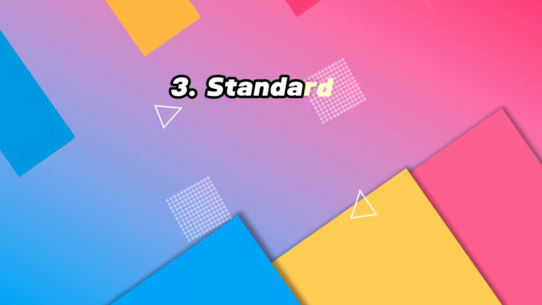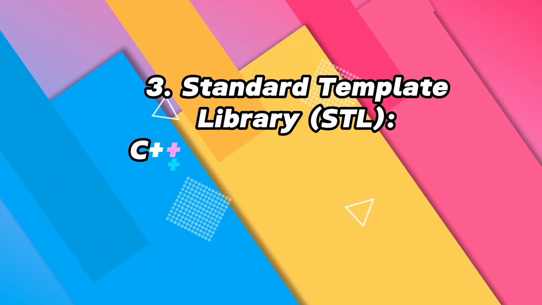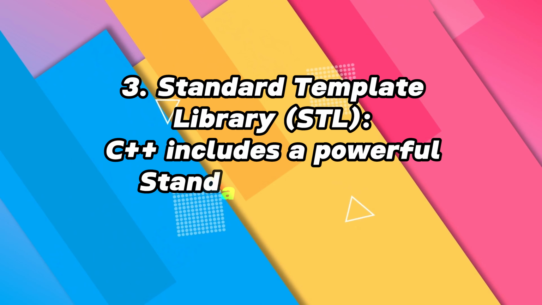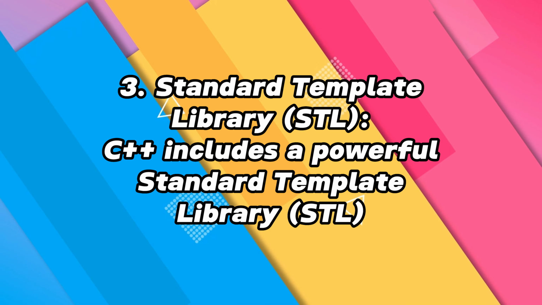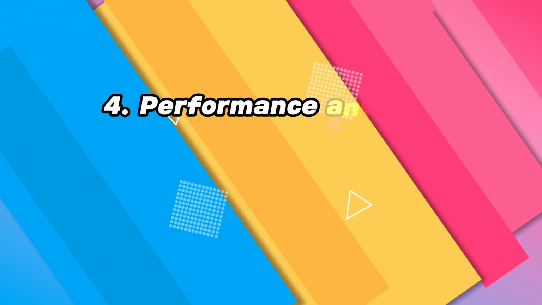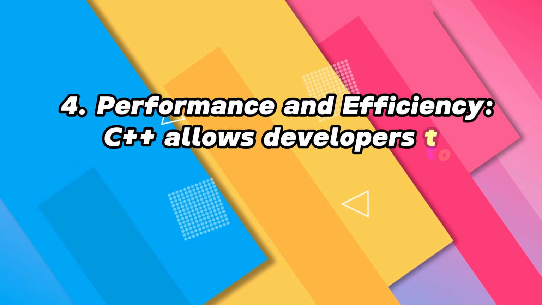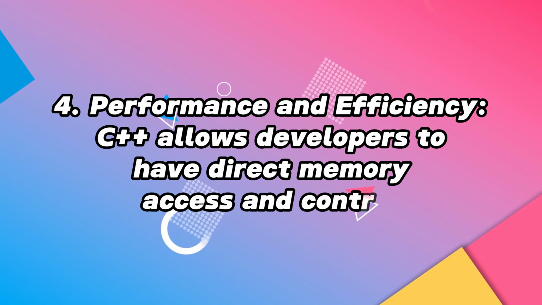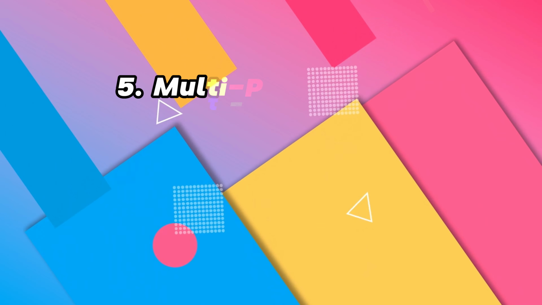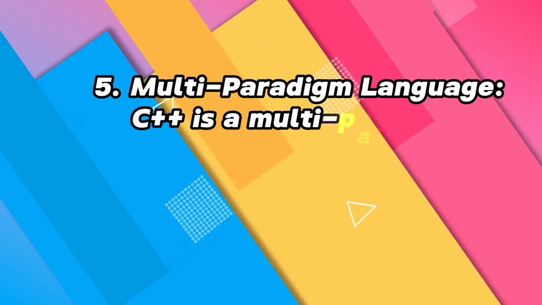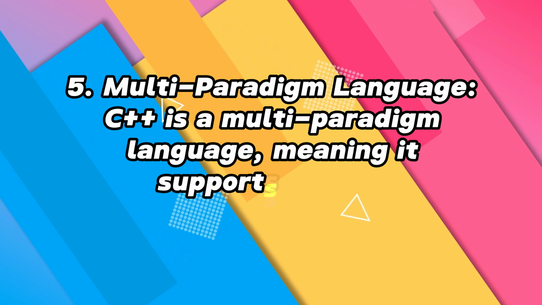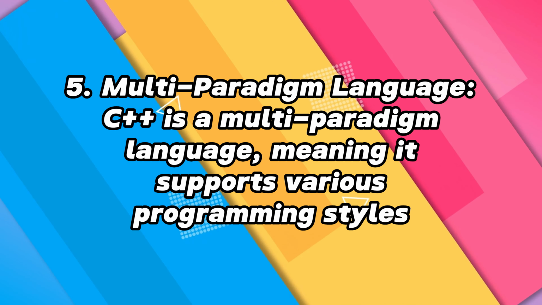3. Standard Template Library, STL. C++ includes a powerful Standard Template Library, STL. 4. Performance and efficiency. C++ allows developers to have direct memory access and control. 5. Multi-paradigm language. C++ is a multi-paradigm language, meaning it supports various programming styles.